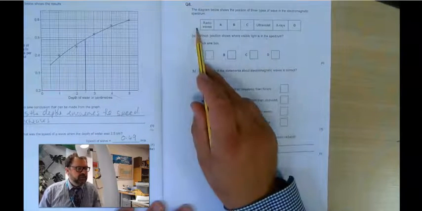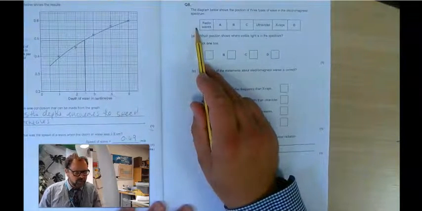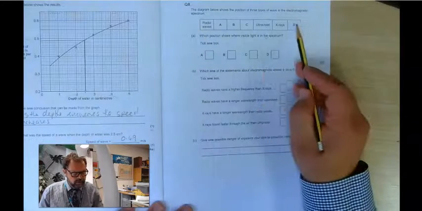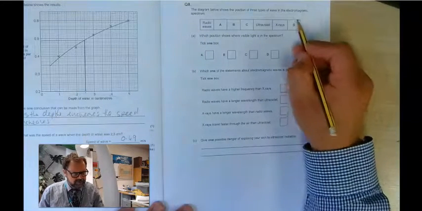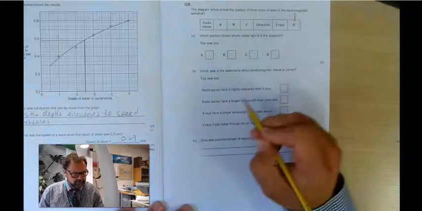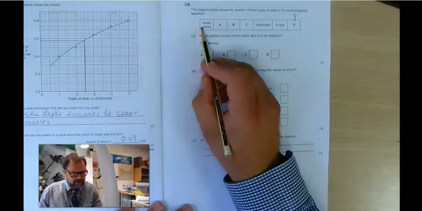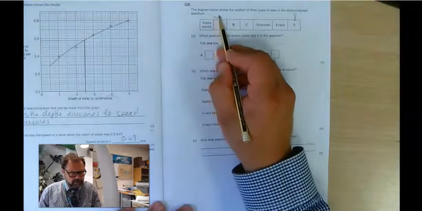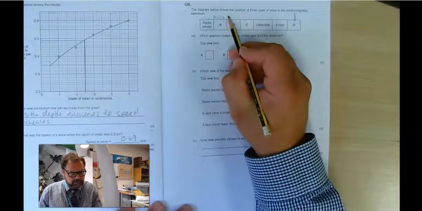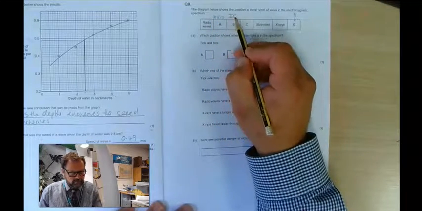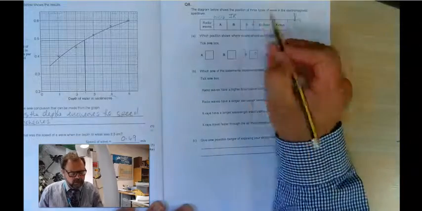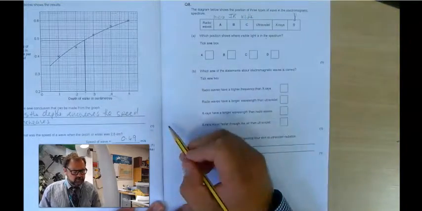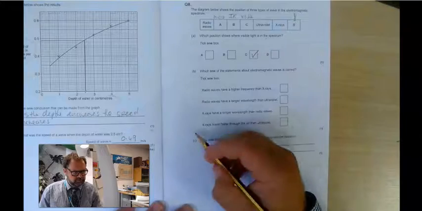Maybe you've listened to the electromagnetic spectrum song and you've learnt it, but I'd be thinking to myself, well, I know that D is going to be gamma rays, and then here, radio waves, microwaves, infrared radiation, visible light. So visible light is at position C.